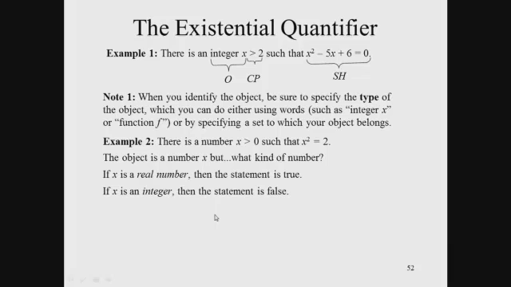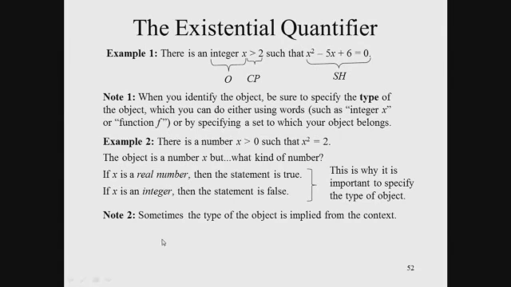What I'm trying to point out with this example is that when you talk about a number x, that's not enough. You need to be very clear on what kind of object you're talking about. Because in this example, if you're talking about a real number x, then that makes the statement true, whereas if you're talking about an integer x, that makes the statement false. So the message here is that when you talk about an object, be sure to include the type of object. Another comment is that sometimes the type of object is implied from the context.